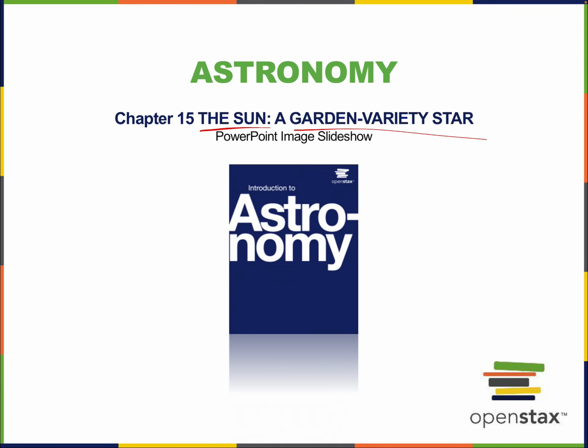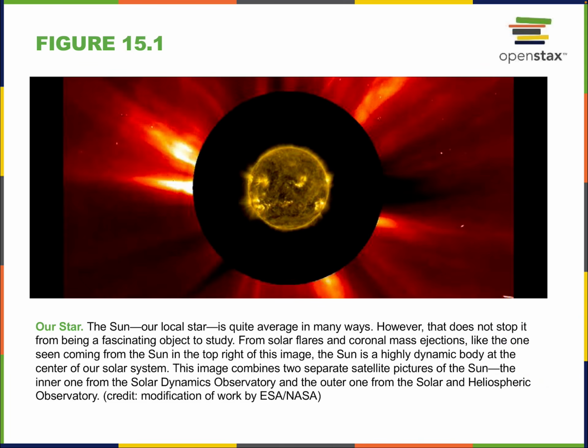In this class, of course, we're focusing on the solar system. So this is really concluding our discussion of the solar system by looking at the biggest thing in the solar system, our sun. Okay, so here is our local star, because the sun is a star, right? There are lots of different types of stars. This is ours. The sun is quite an average star in many ways, as I said, but that doesn't keep it from being interesting. It does not stop it from being a fascinating object of study.